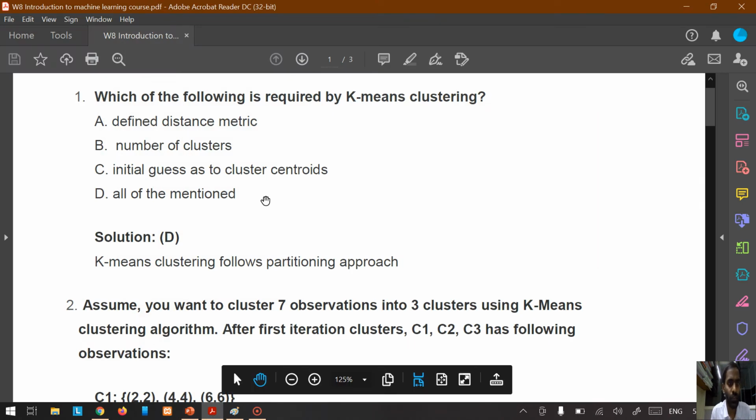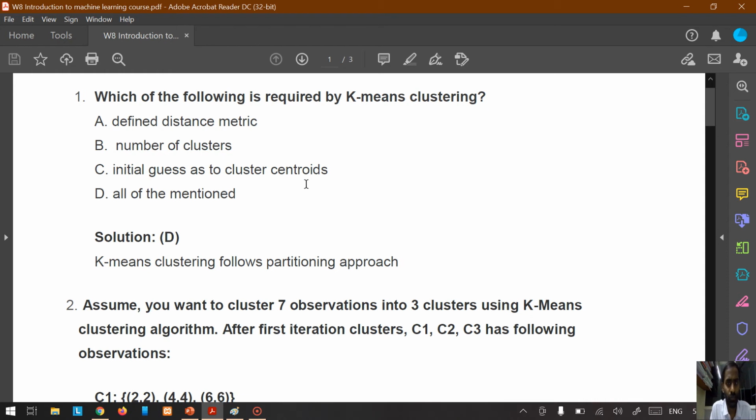First question: which of the following is required by k-means clustering? The options are define distance metric, number of clusters, initial guess as cluster centroids, or all of the mentioned. Generally, k-means clustering is a partition clustering algorithm, and it works based upon the centroids.